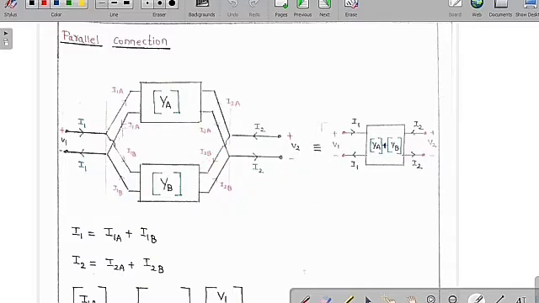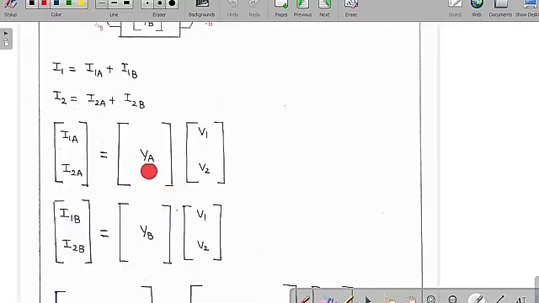Now I need to figure out the equivalent network. We can say I1 is equal to I1A plus I1B. Similarly, I2 is equal to I2A plus I2B. Now I am going to apply the Y parameter for the first network, the A port network, so I1A, I2A is equal to YA into V1, V2. Similarly, for the second two port network I apply the same principle: I1B, I2B is equal to YB into V1, V2.